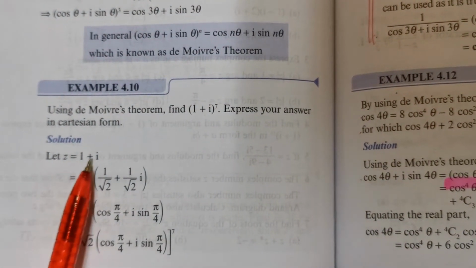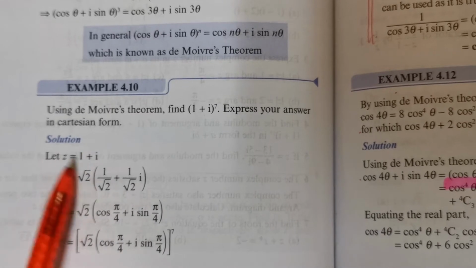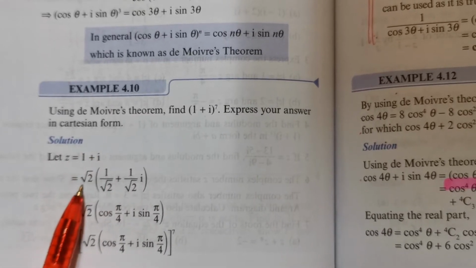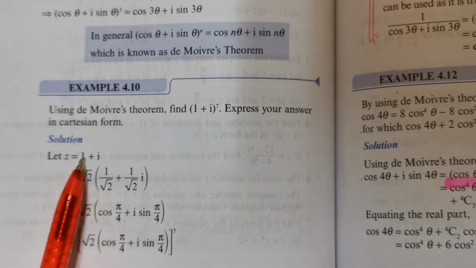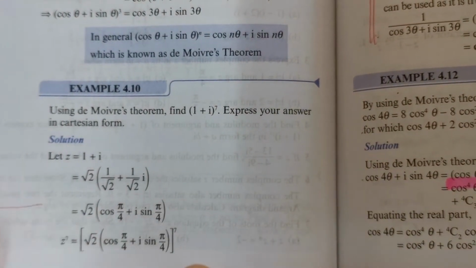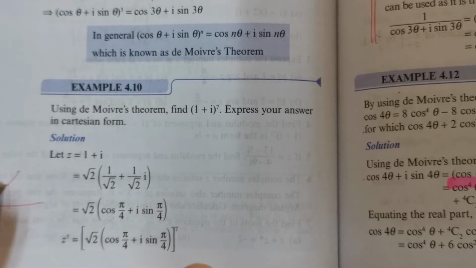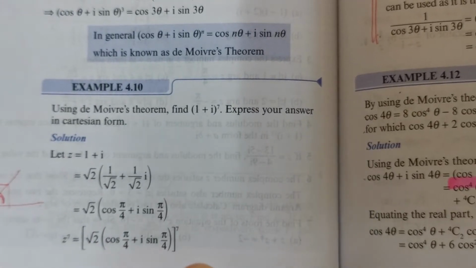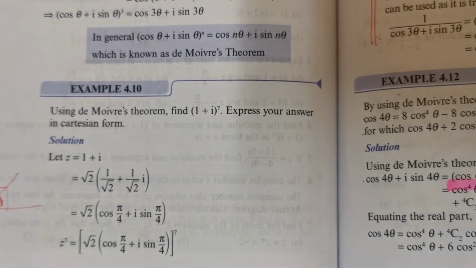Let's say z is 1 plus i. The modulus is the square root of 1 plus 1, so square root 2. Because it is 1 and 1, it is in the first quadrant, so we know that the argument is pi over 4.